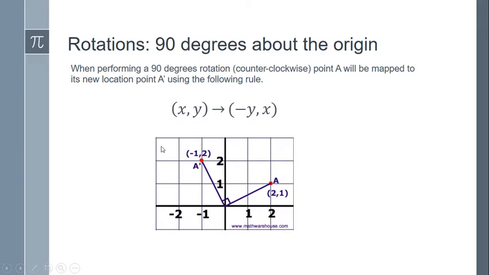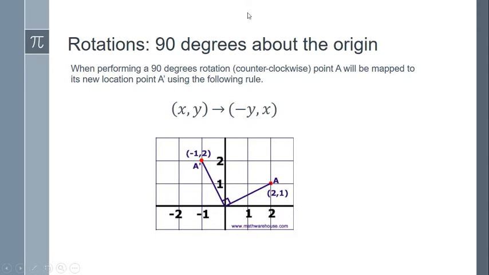All right, so let's talk about a 90-degree rotation about the origin. When performing a 90-degree rotation, remember that does mean counterclockwise unless I specify clockwise. When performing a 90-degree rotation, point A will be mapped to its new location, A prime. So that little tick mark above the A, we call that A prime. Where we started from, the original point, in this case point A, is called the pre-image. And then after we do the transformation, in this case a rotation, the new point that we get, which is indicated with that tick mark, which we call A prime, that's called the image.